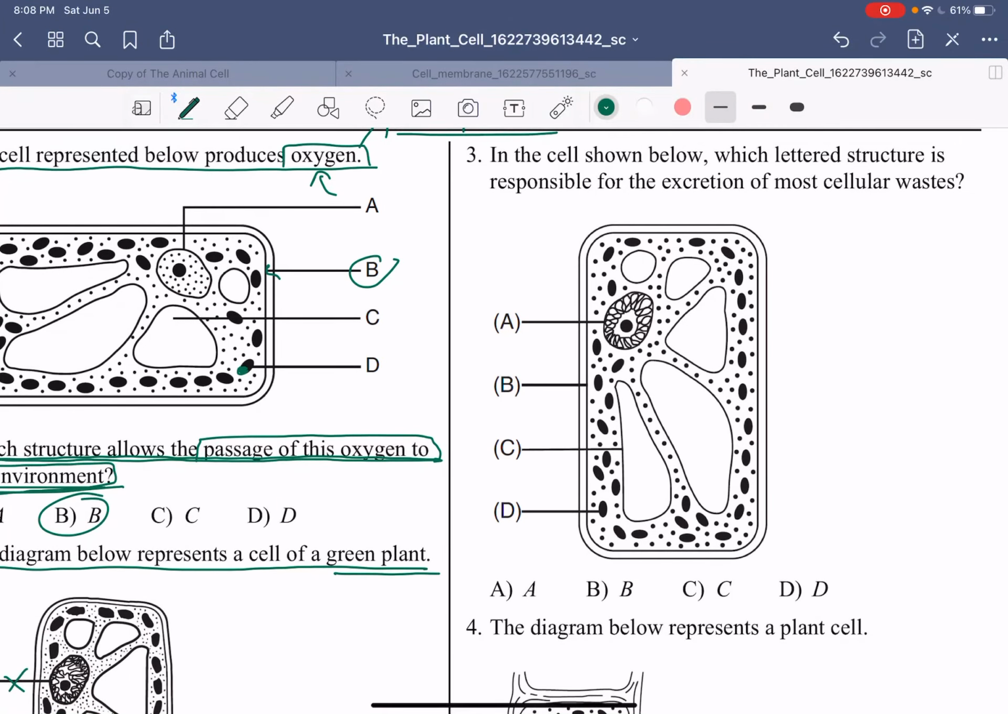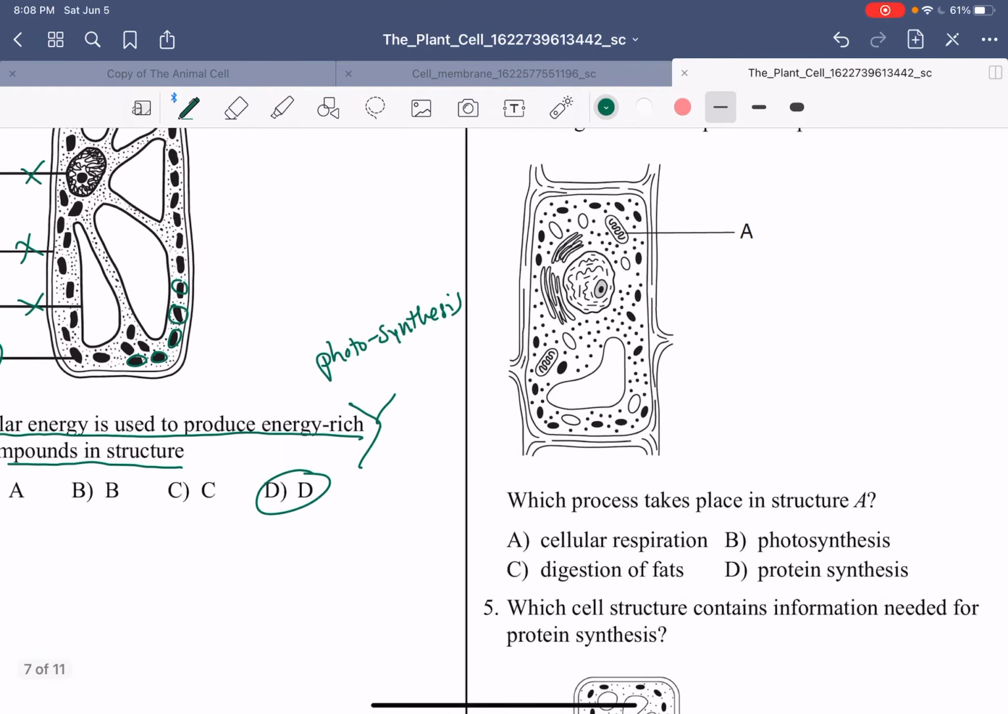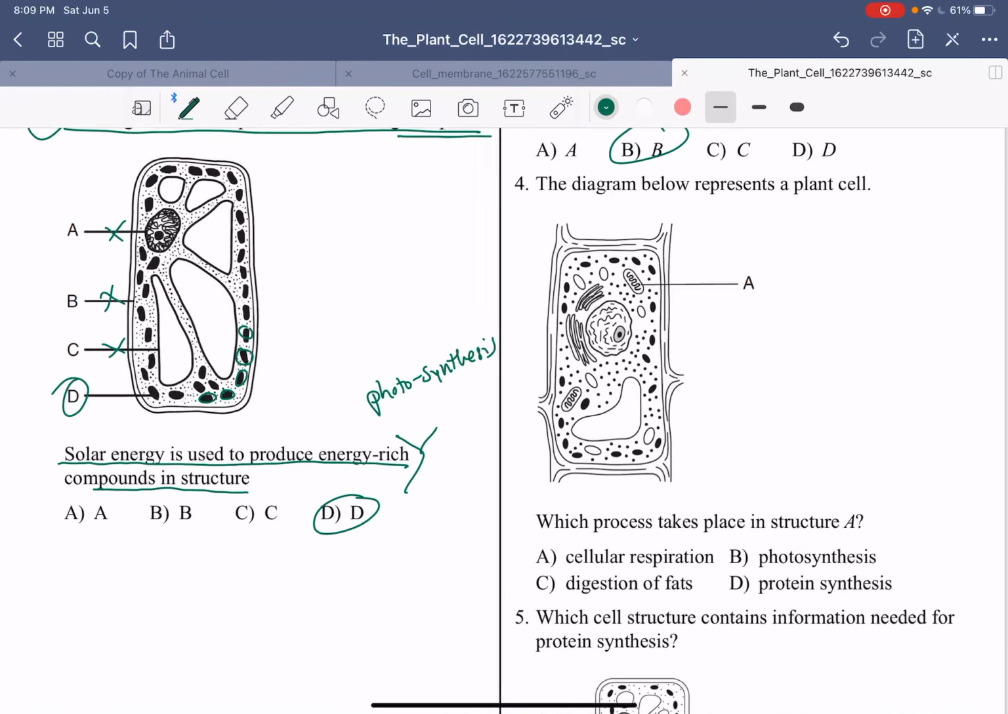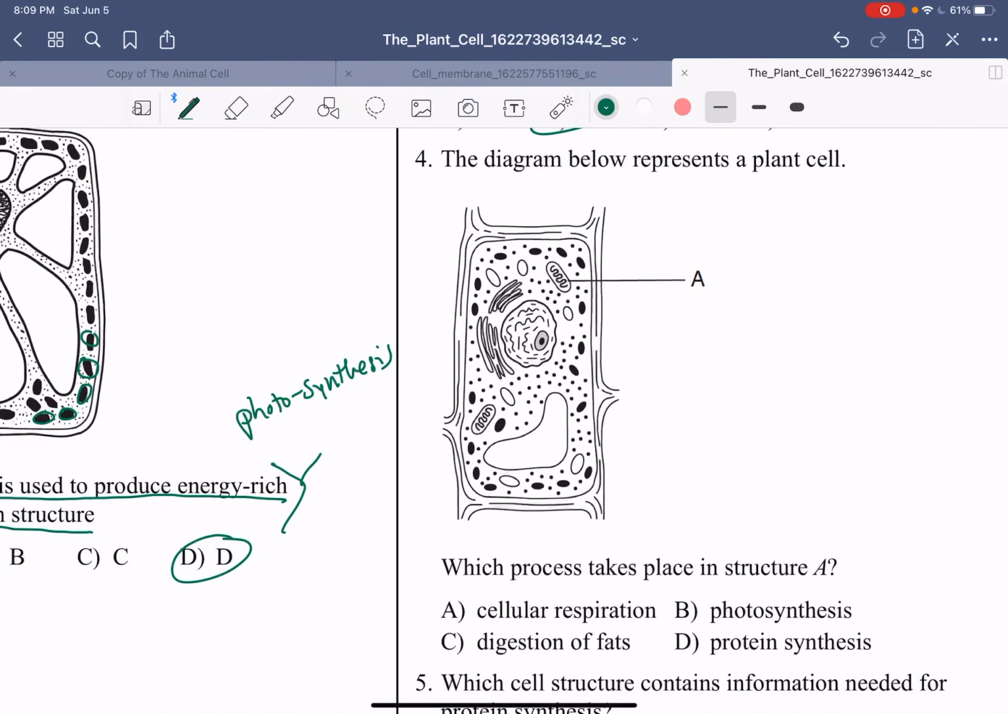All right, number 3. In the cells shown below, which lettered structure is responsible for the excretion of most cellular waste? Excretion, anything that enters or excretes out. The cell membrane is the cellular structure responsible for that. Any of them labeling the cell membrane? B. Yes. Moving on.